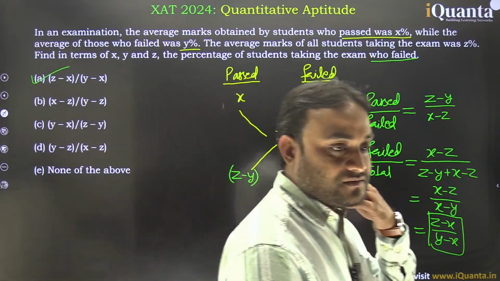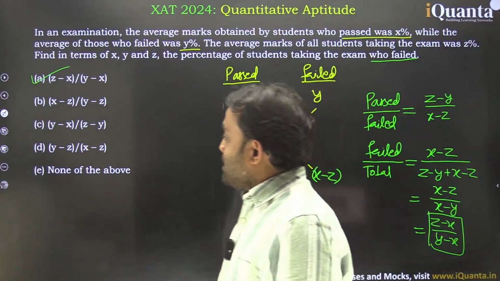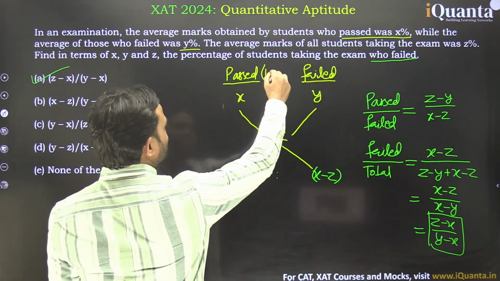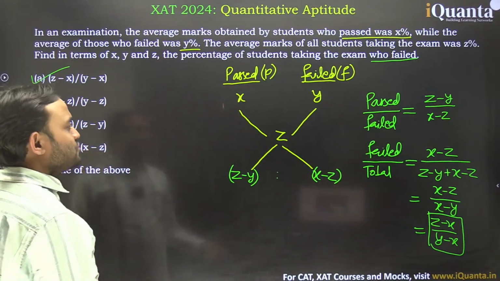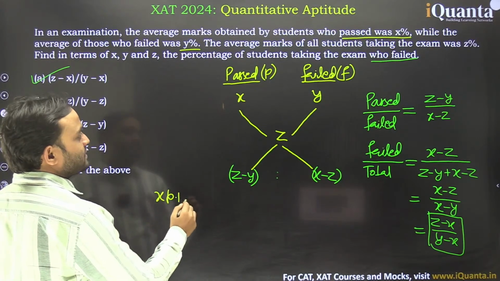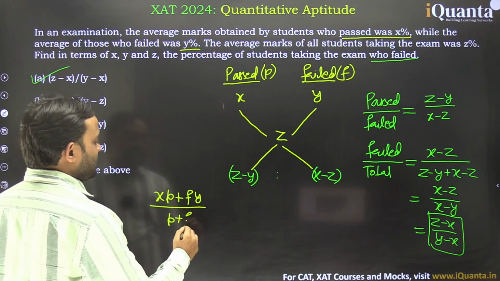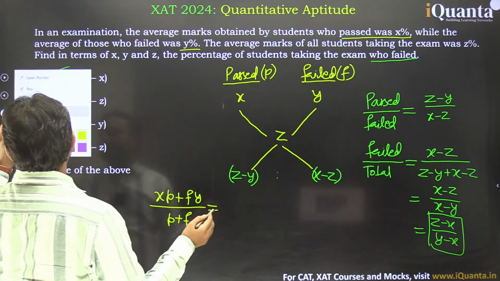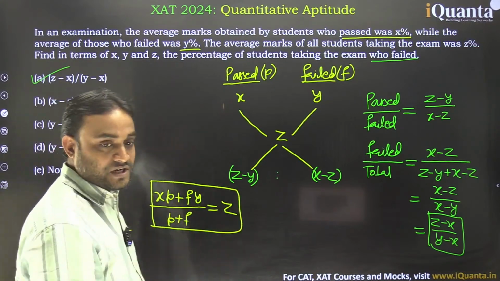Neat and clean. I hope all of you have solved it like that, right? We can also take the number of students who passed as P and the number of students who failed as F, and then use XP plus FY divided by P plus F is equal to Z. You can also solve it like that. But as we have the allegation method, we don't need to do this, right?